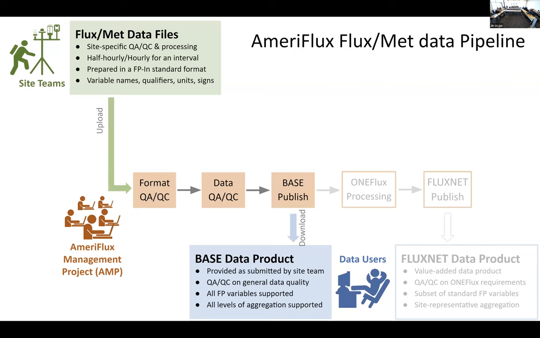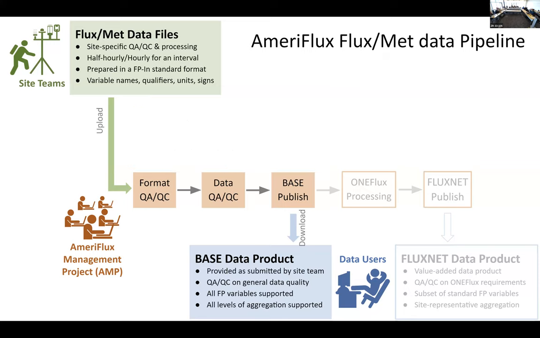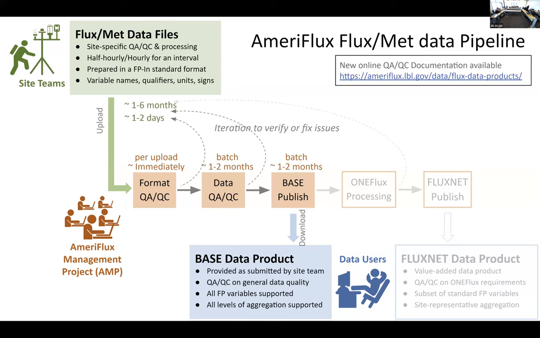So what happens within this? This is the pipeline we're talking about. The green one is where you submit your data. We'll talk a little bit about how you prepare your data. Then the data will go through a couple of steps, different modules. First it goes through a format QA/QC, checking that your files are in a standard format, making sure we can understand your data. And then a data QC, which is more about the data quality of your data. Then we prepare your data for publication on the AmeriFlux website. All right, we'll go through each one in just a second.